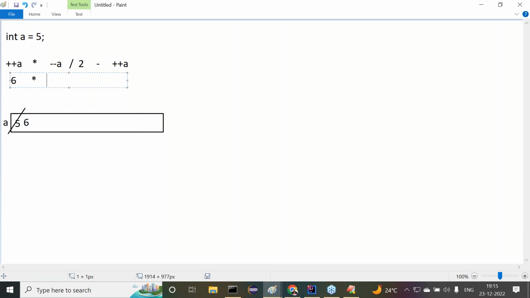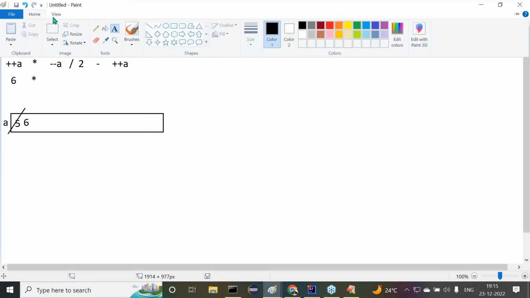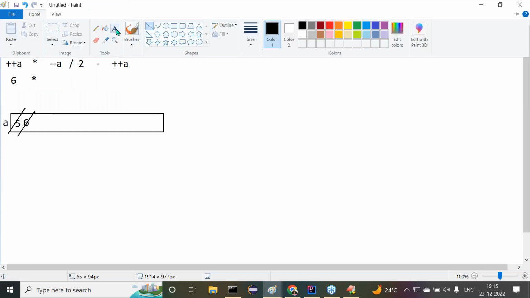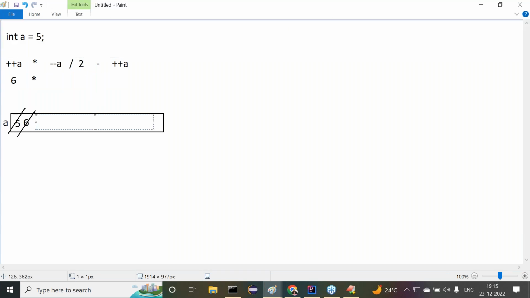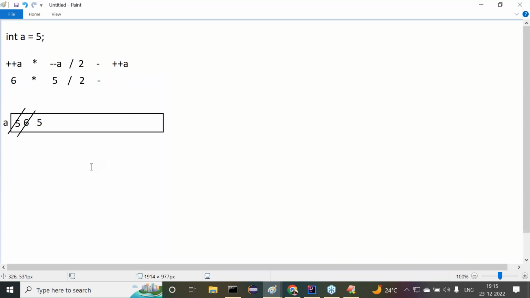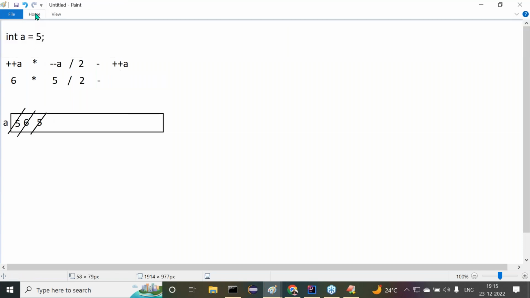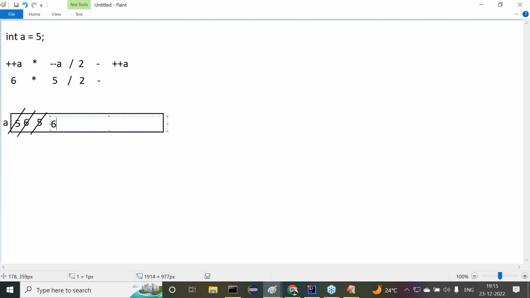Next one is star, then --a. Minus minus is pre-decrement. First the a value will be decremented by 1. 6 is decremented by 1 now. What do we get there? 5 is the value. Observe carefully. Here we get 5 slash 2. Then what next? Minus. Again ++a, which is pre-increment. 5 is incremented by 1. So what's the value we are getting? 6 is the value here.